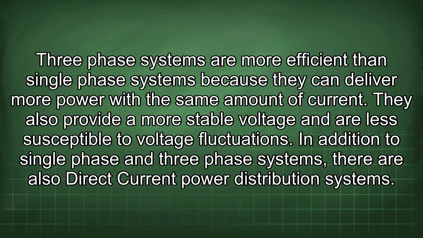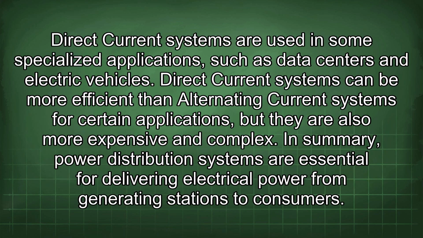In addition to single-phase and three-phase systems, there are also direct current power distribution systems. Direct current systems are used in some specialized applications such as data centers and electric vehicles. Direct current systems can be more efficient than alternating current systems for certain applications, but they are also more expensive and complex. In summary, power distribution systems are essential for delivering electrical power from generating stations to consumers.